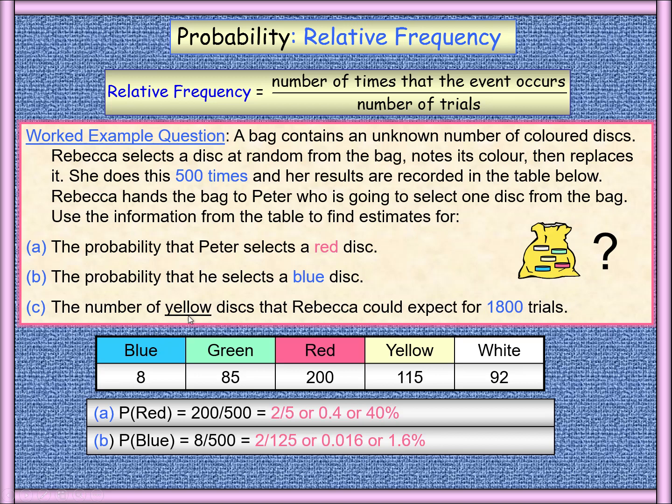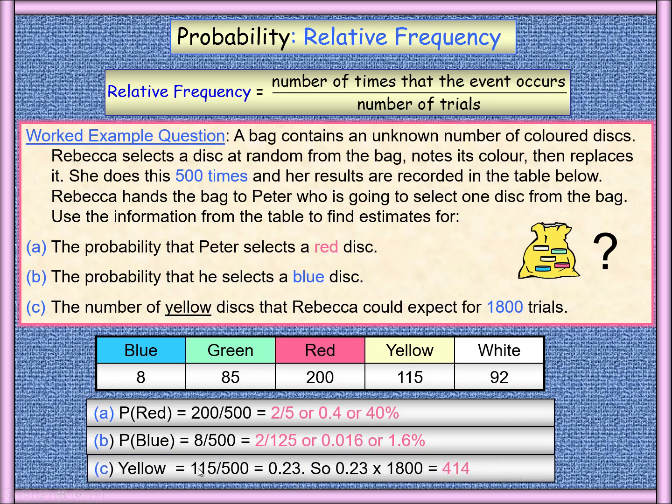And then finally, the number this time, not the probability, but the number of yellow discs Rebecca could expect for 1,800 trials. First we have to work out the probability and then multiply it by the number of trials. Probability of yellow is 115 divided by 500. Then we multiply by the number of trials. So that's the probability of yellow, 115 over 500 or 0.23. And then we multiply it by the number of trials, 1800, and we got 414.